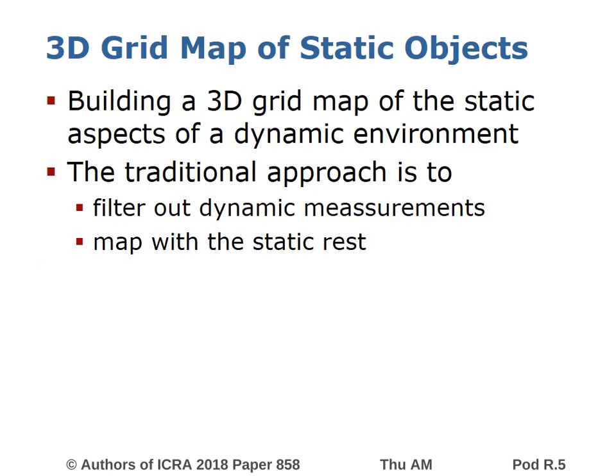In this work we tackle the problem of building a 3D grid map of the static aspects of a dynamic environment. The traditional approach to this problem filters out all measurements representing dynamic parts of the environment and uses only the remaining static parts to build the map.